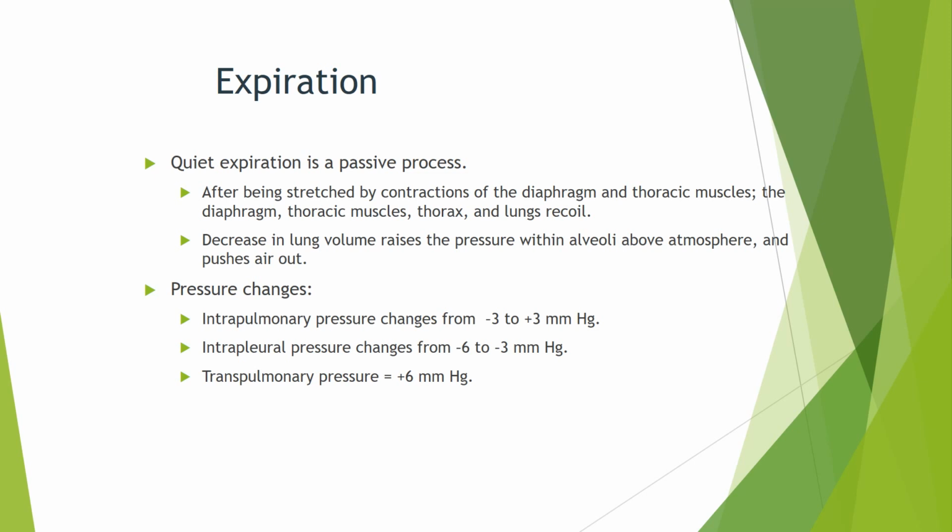And so when we look at the pressure changes, the intrapulmonary pressure changes from -3 to +3 millimeters of mercury, again from atmospheric pressure of 760 millimeters of mercury, not all the way down to -3 to +3. All right, so then the intrapleural pressure is going to go from -6 up to -3 millimeters of mercury, and then the transpulmonary pressure is going to change to +6 millimeters of mercury. Again, all of these from atmospheric pressure levels.